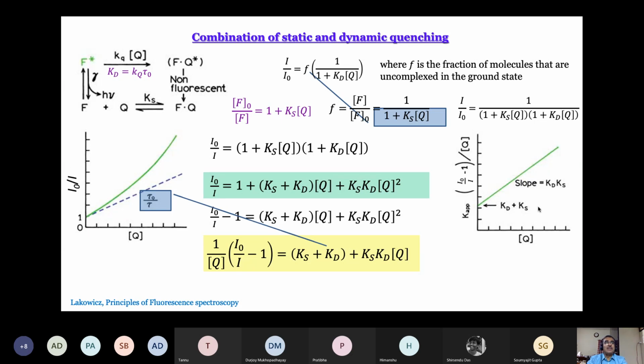That is why we like time resolved measurement so much. That gives us the complete picture. So from the plot of tau 0 by tau versus Q concentration, you get Kd, and then you work out both the time constants.